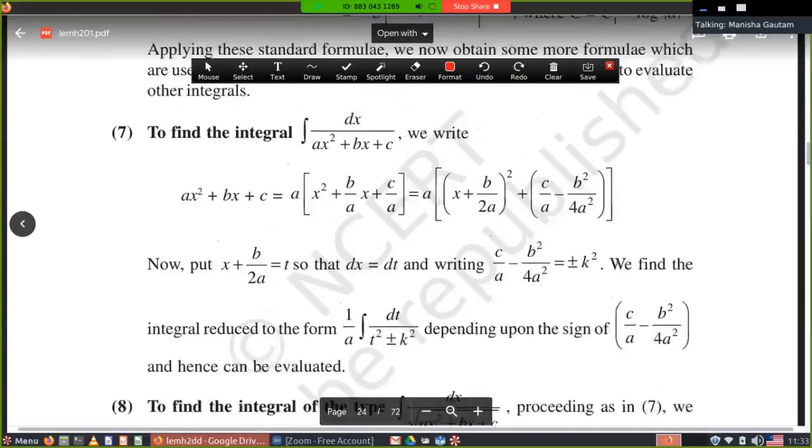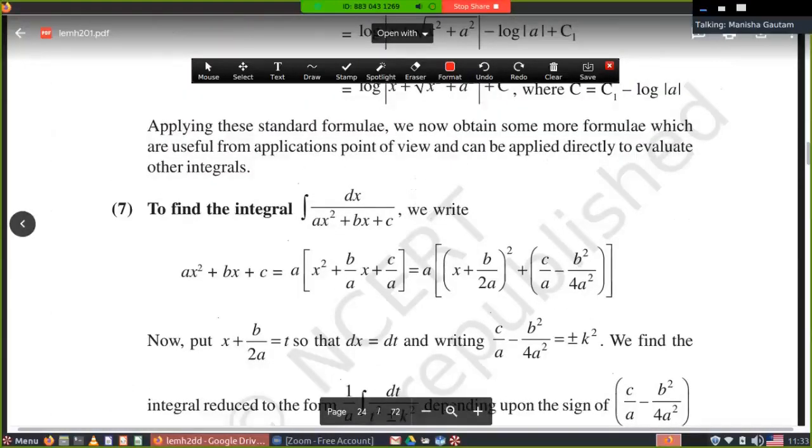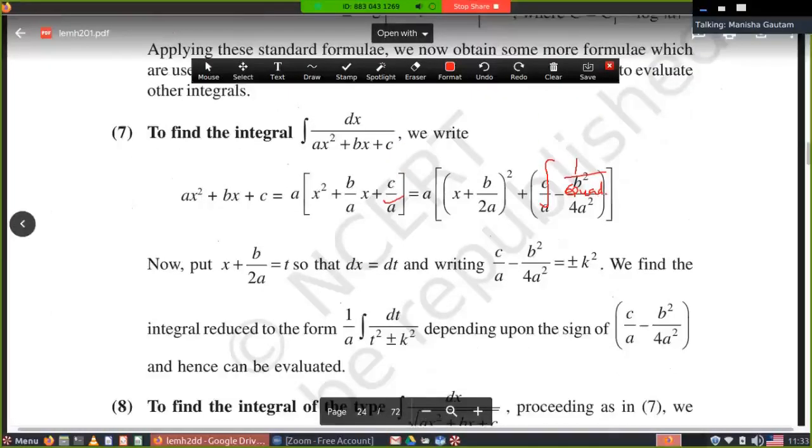Here is a type which we'll study today also, that is to find the integration of 1 upon a quadratic equation. That is done by using the process in which we'll use the concept of the completing the square method.